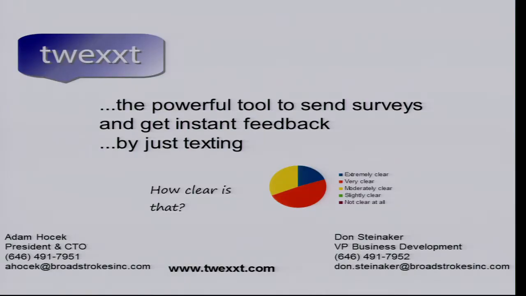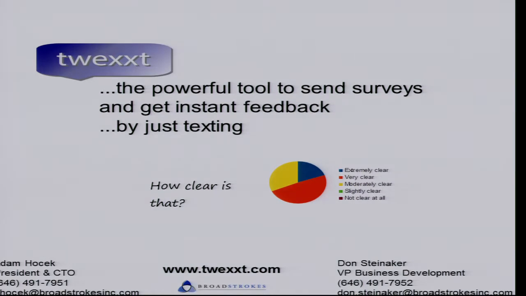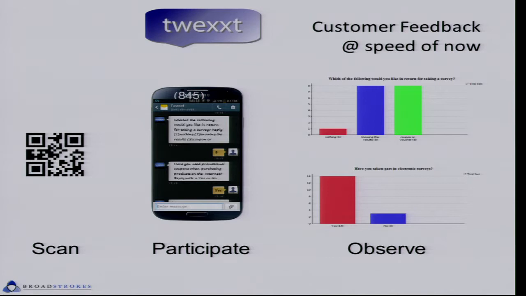What you get, like we show on the graph, is graphs and results of each question as people respond to them. There are 3 basic steps: scan, participate, and observe. For scan, you either type in the text code or scan a QR code, which will take you to the right number and the right keyword.